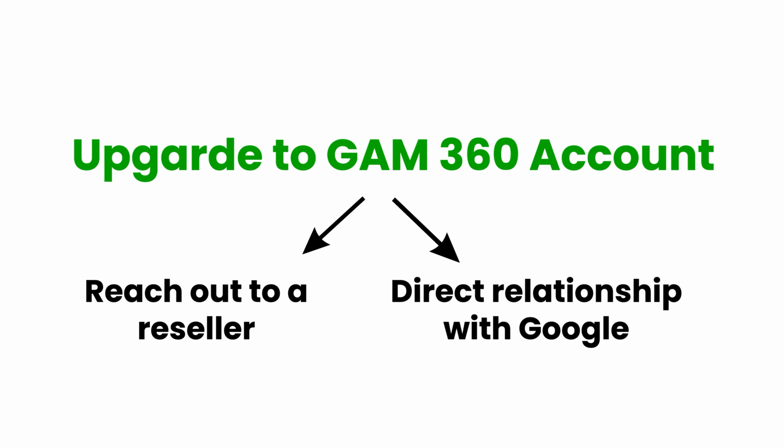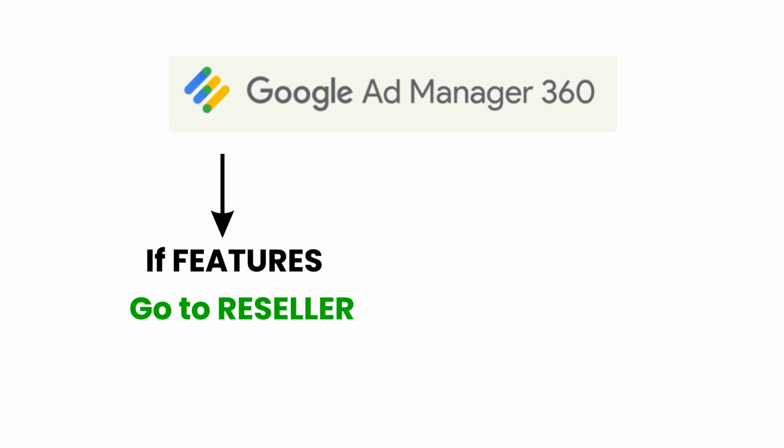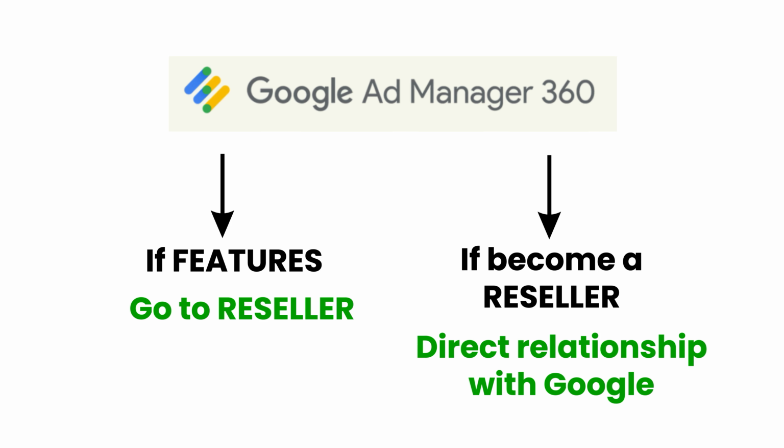However, if you're considering upgrading to an MCM parent publisher, it's very important for you to have a direct relationship with Google. So if you want to get a GAM 360 account only for the purpose of getting these features, then you can go to a reseller. If you want to get a GAM 360 account in order to become a reseller, it's mandatory, or it's very important, for you to have a direct relationship with Google.